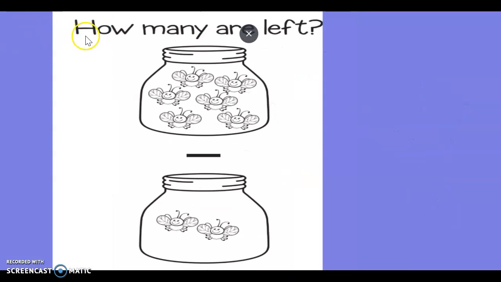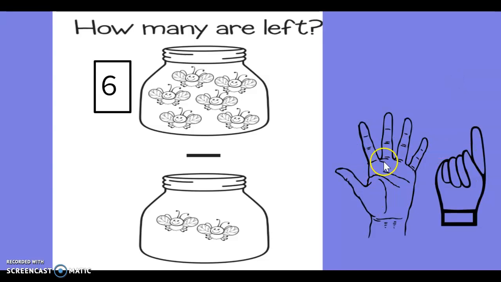All right, let's read. How many are left? Okay. All right, so our first jar lets us know how many we have first. Okay, so let's count. 1, 2, 3, 4, 5, 6. So how many are in the jar first? 6. Okay, that's our big number. That's the big number that's going to go first. Good job. Okay, so how many fingers do you need to hold up? 6. So go ahead and hold up your 6 fingers.